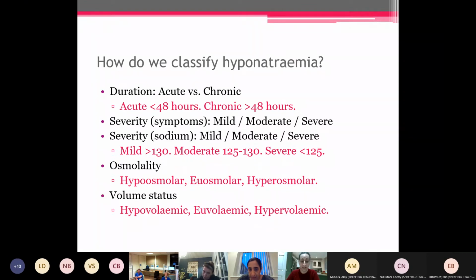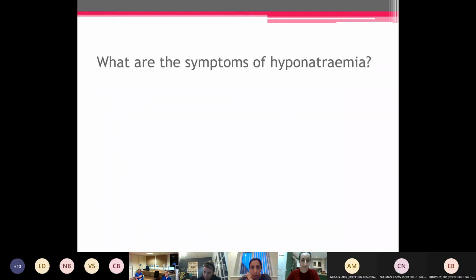And then volume status, so hypovolemic, euvolemic, and hypervolemic. So that's how we can classify. And that's quite important because, as I say, with the duration, it's how quickly we can bring it back up. With severity, it's how quickly we need to treat it. And the osmolarity and the volume status help us to come to a conclusion as to the cause of the hyponatremia and therefore how we treat it. So all of those bits of information are important.